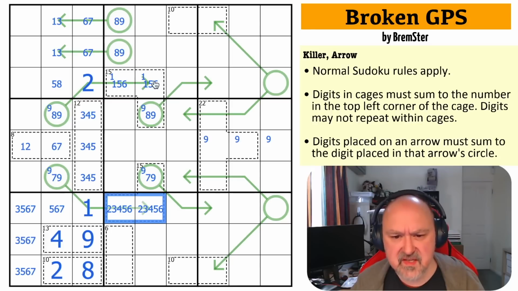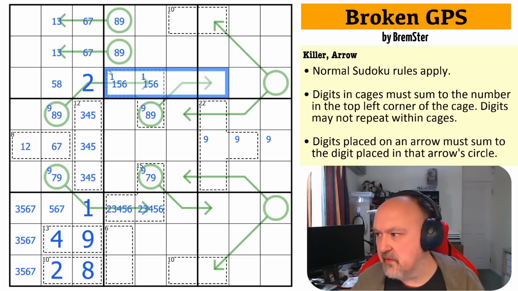Okay, let me look at this again. Because we know these sum to 15. I'm going to bring up my calculator. I haven't used this in a while. 15 in 4. There's a lot of different ways of doing that. I have to use a 1.